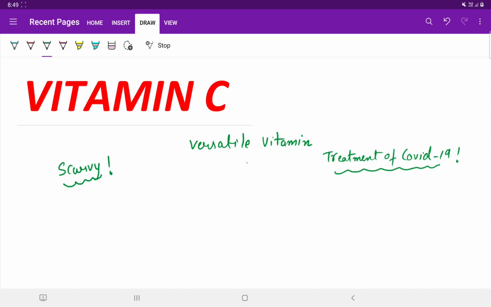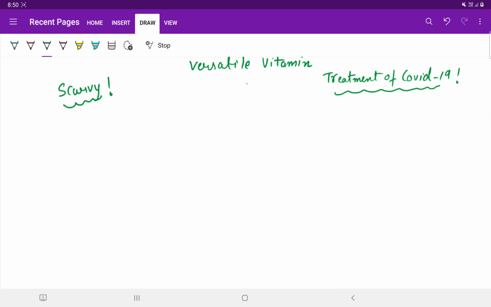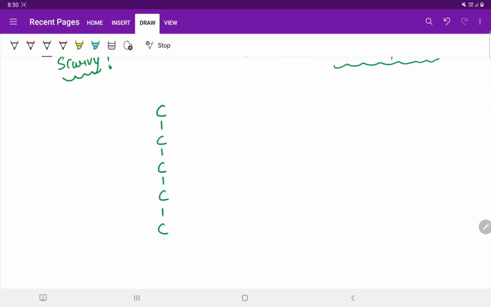So now let us see the chemistry. Ascorbic acid is basically a hexose derivative and closely resembles the structure of monosaccharides. So basically we can say it is containing 6 carbon atoms. So here you can see it is containing 6 carbon atoms. So it is a hexose molecule.